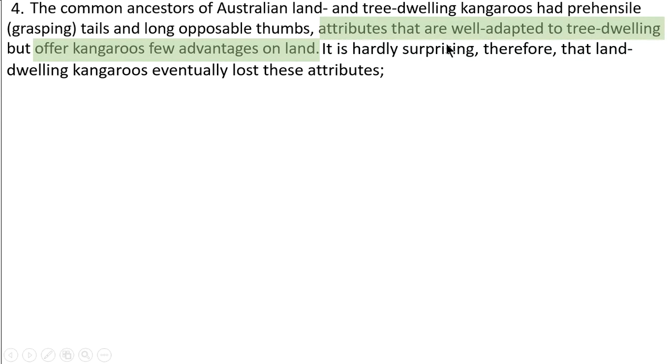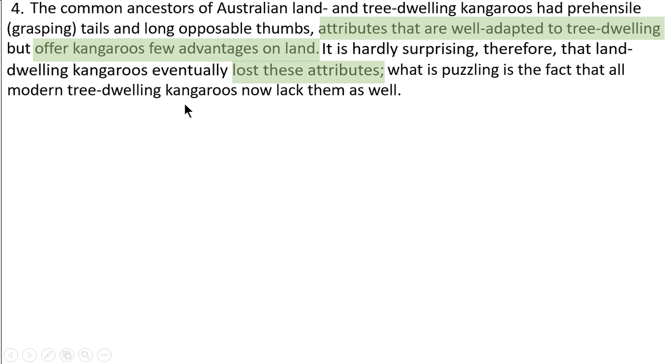Next line: it is hardly surprising, therefore, that land-dwelling kangaroos eventually lost these attributes. So later on, with the passage of time, the land-dwelling kangaroos lost these attributes. What is the rule of evolution? Evolution works on the principle that if some attributes are advantageous to a species, they will go to their offspring. And if the features are not advantageous, then they will not pass to the offspring and they will vanish, which happened in the case of land-dwelling kangaroos. So these attributes were lost with the passage of time.